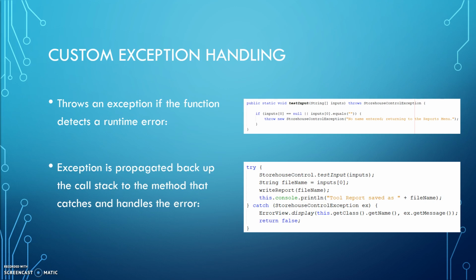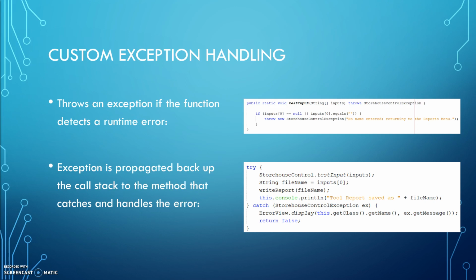Custom exception handling. You'll use that to more gracefully handle runtime errors. And so here, our code is going to throw an exception if the function detects a runtime error. In this case, down below, we're testing inputs, our test input function, which will throw a storehouse control exception. It's going to test if the inputs are null or only equal a carriage return. It will throw a new storehouse control exception and sends a special custom message for what that is.